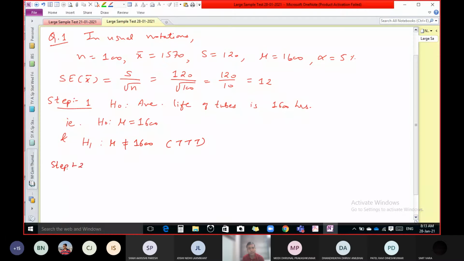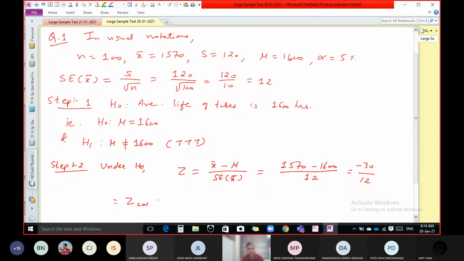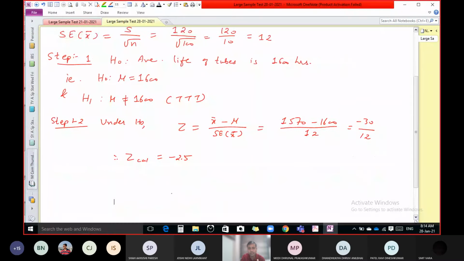Step 2. In step 2, you write the formula under H naught. The formula is Z equal to X bar minus mu upon the standard error of X bar. So everything is given. X bar is 1570 minus 1600, divided by the standard error, which is 12. So we get minus 30 divided by 12, and you can calculate. So we get minus 2.5. So ZCal is minus 2.5.